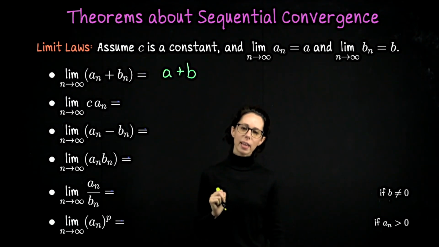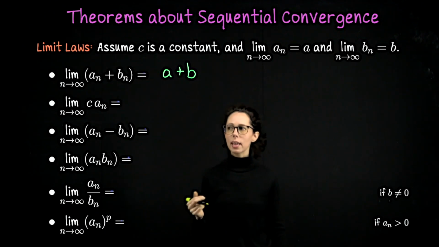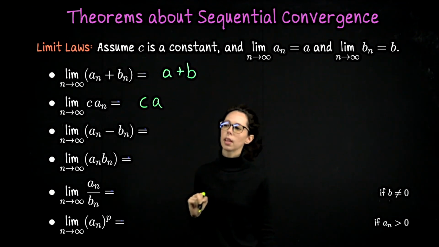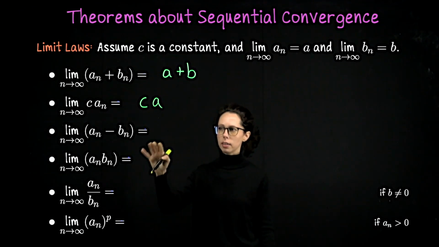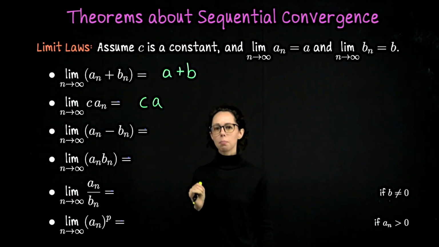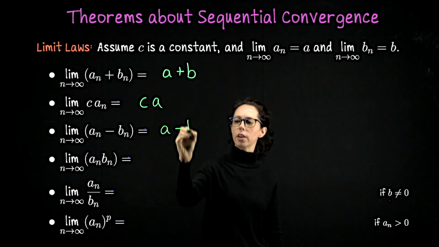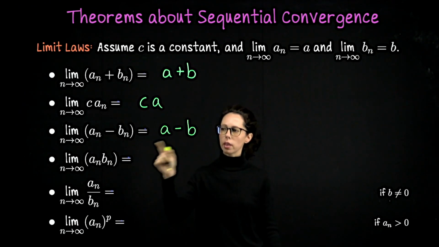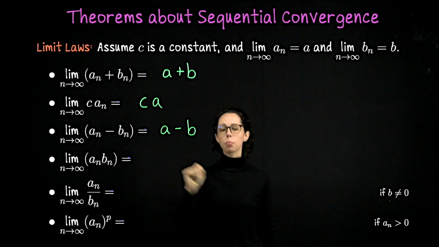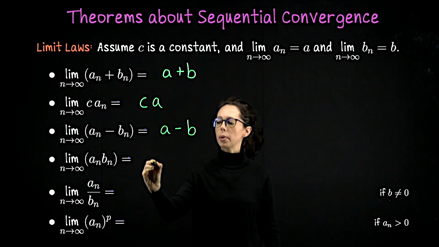Similarly, if we take AN and we multiply every single term by the same number C, the limit of C times AN exists, and it equals C times A. The third result could really be gotten as a combination of the first two, but it's worth stating on its own. So the limit of AN minus BN is A minus B. You can see how that agrees with the first two lines. So the limit of the difference is the difference of the limits. Similarly, the limit of the product is the product of the limits. So AN times BN tends to the real number A times B.